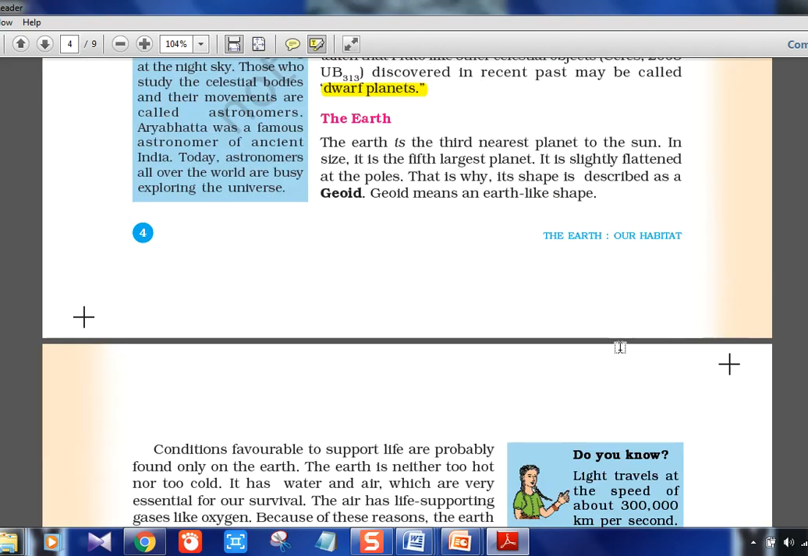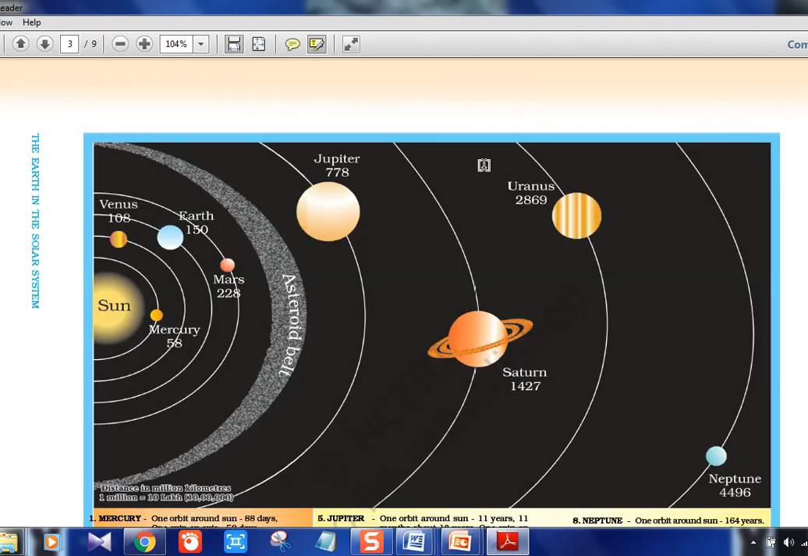The Earth is the 3rd nearest planet to the sun, as we saw in the picture. In size, it is the 5th largest planet. If you look at the picture again, Jupiter is the biggest, then Saturn, then Uranus, then Neptune, and only then Earth will come. Neptune should be shown a little bigger. After that only Earth will come. So Earth is the 5th largest in size.